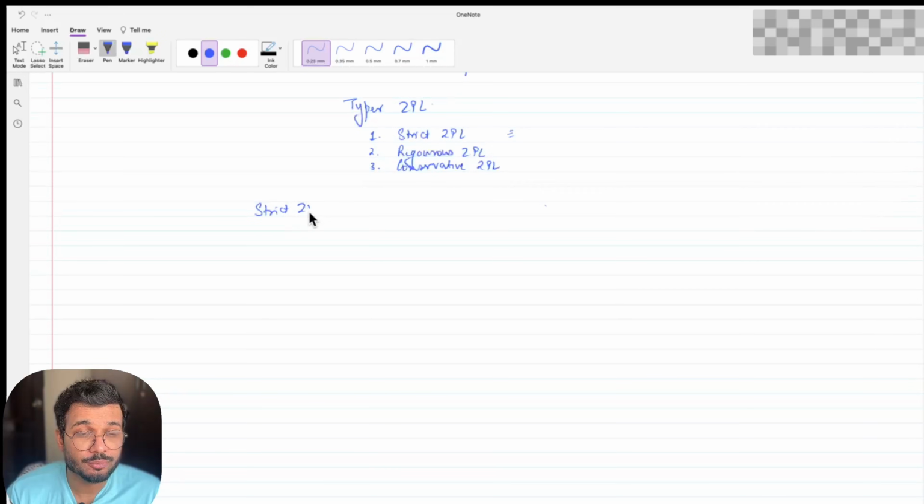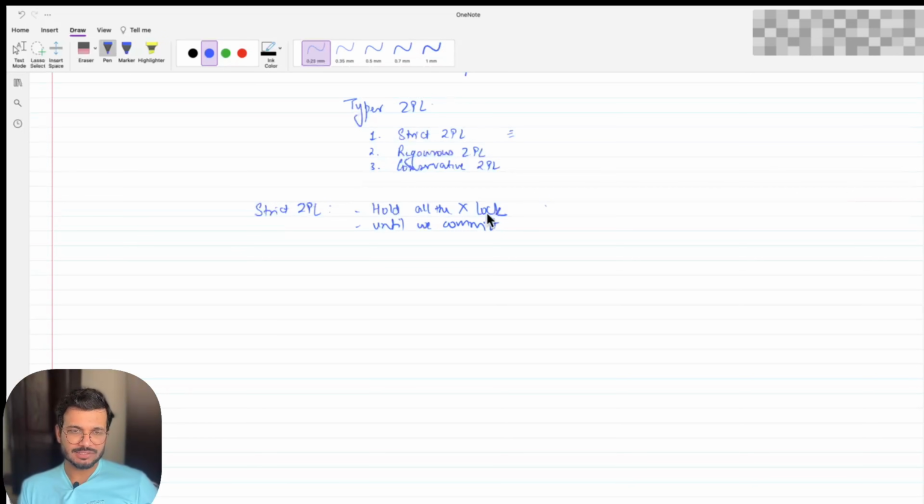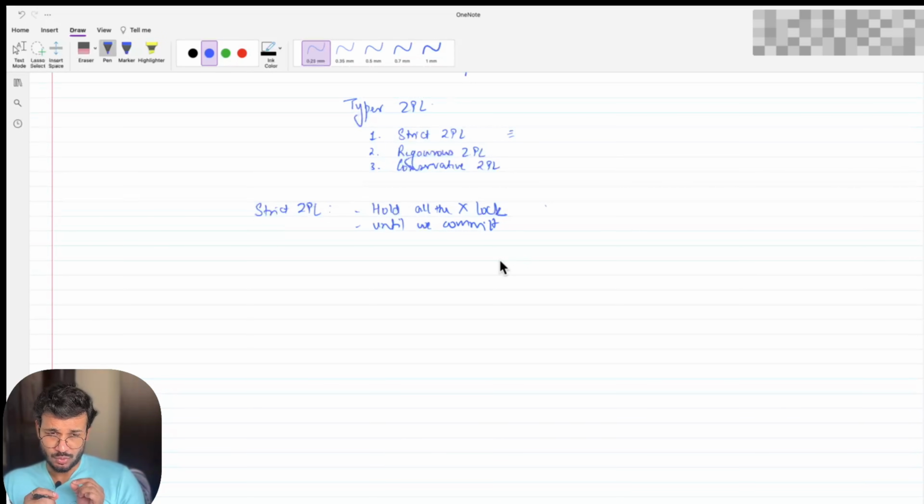Strict 2PL. In this, we will hold all the exclusive locks until we commit. So whenever a transaction is happening using the exclusive lock, we will hold it till the transaction has committed the values. We will not release it. So this is how strict 2PL works. But there is one thing: this will not work for the shared lock.